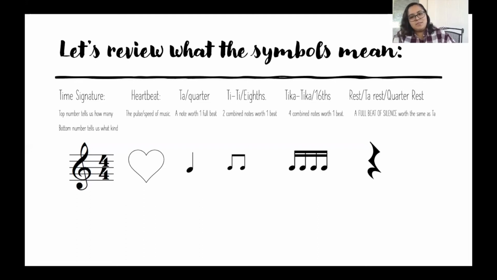And then my favorite, rest. And rest has a lot of names in my classroom. It's either rest, ta rest, or quarter rest. As long as you know that it is a full beat of silence worth the same amount as ta. So the way I like to describe it is, normally you have a symbol inside of a heart that tells you how many times to tap it. So ta, ti, ti, tika, tika. When you have the little squiggly rest, shh, nothing. I don't even like my kids saying shh, because it doesn't make a single sound.